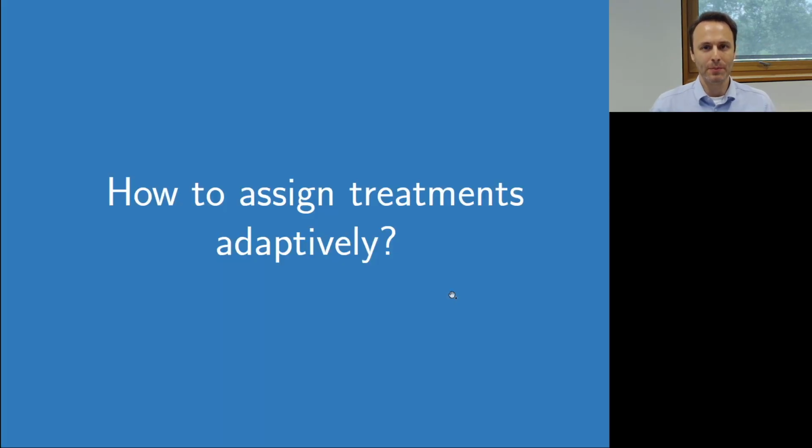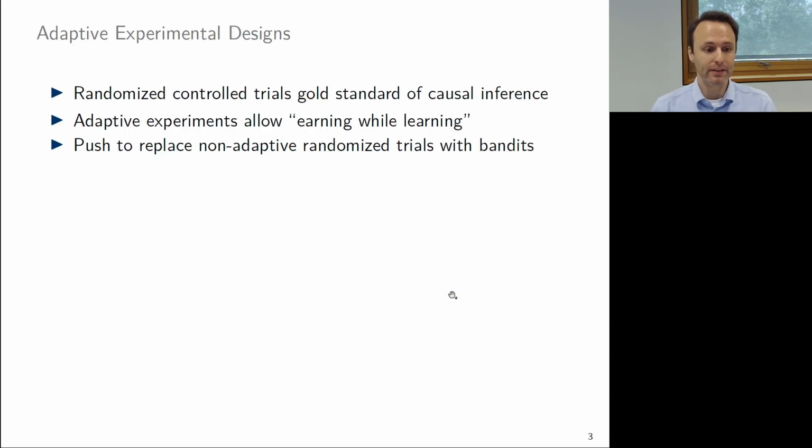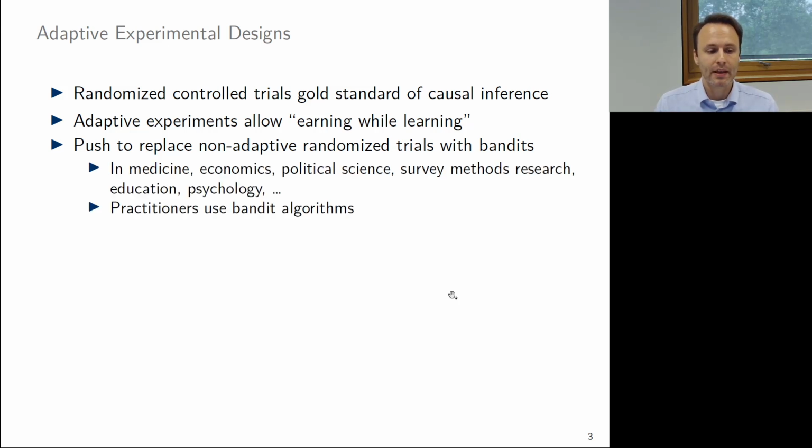Welcome to the multi-armed bandits world, and here we will see how to assign treatments adaptively. Why is that interesting? Because randomized controlled trials have been the gold standard for causal inference for a while now, but adaptive experiments allow for earning while learning.